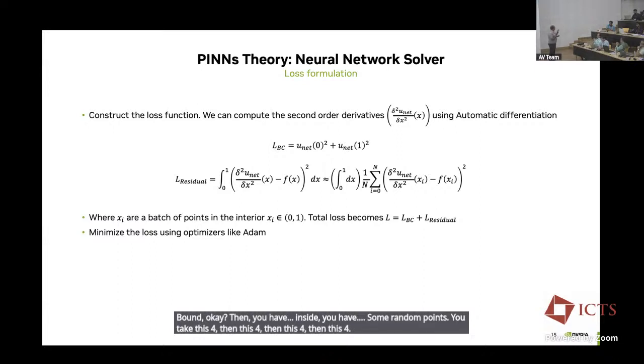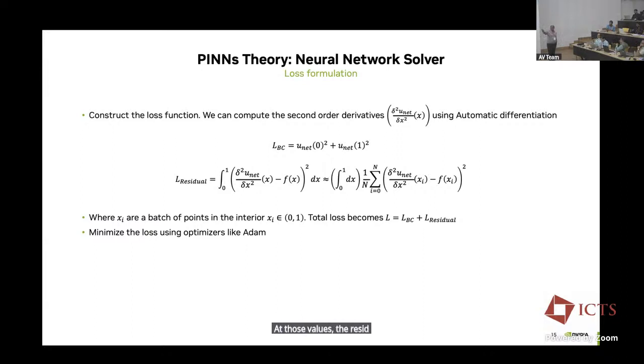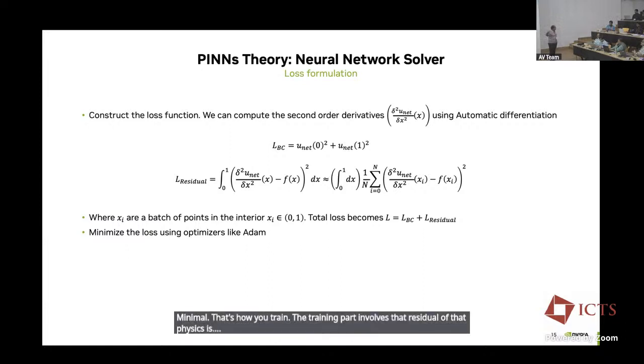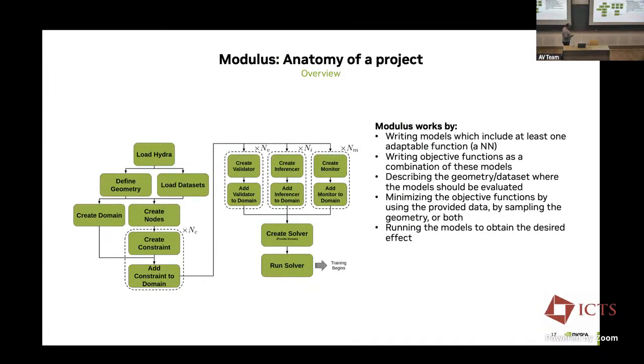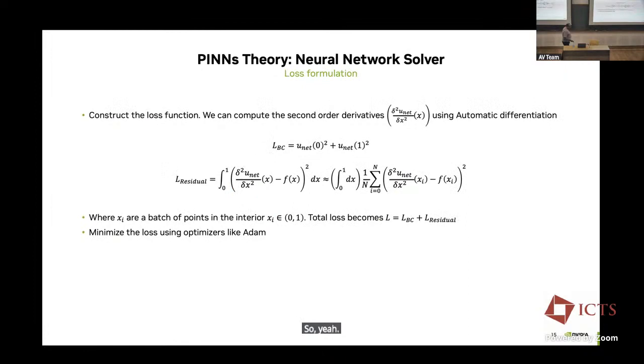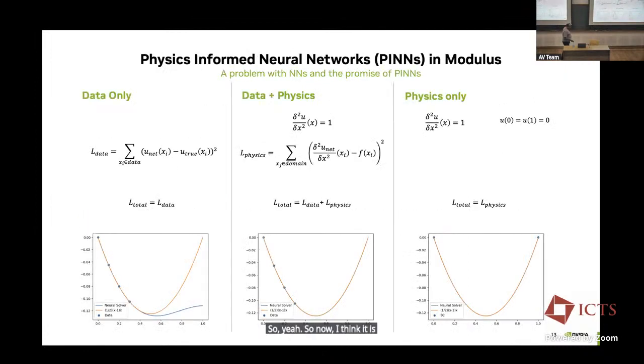You take this 4, then this 4, then this 4, then this 4. At those values, the residual of this physics residue should become minimal. That's how you train. The training part involves that residual of that physics being minimal. Once that has become minimum, then you say that it's trained, and then you try to validate and check. So now I think it is the right time to go back to this, okay?